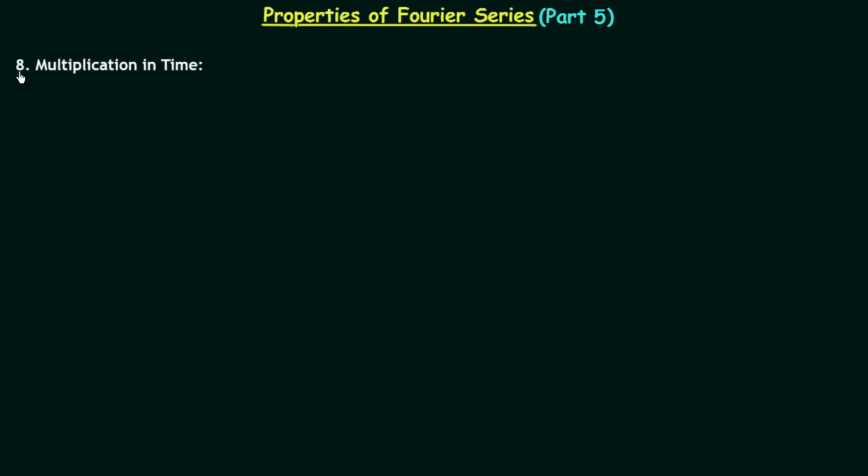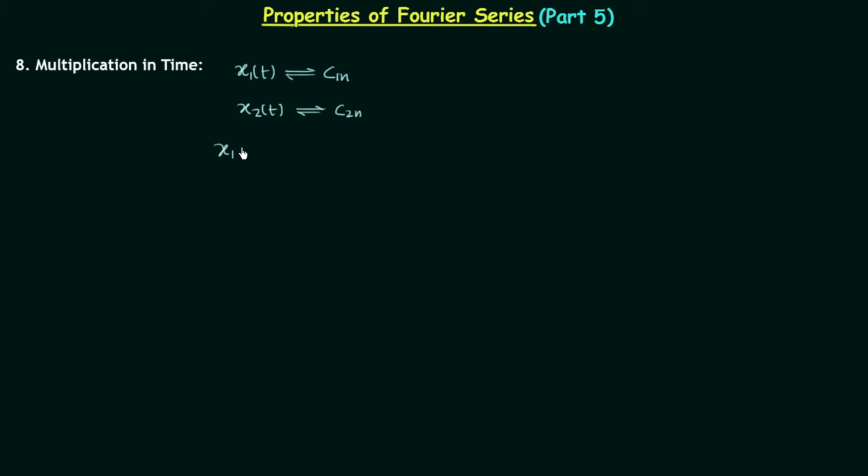The eighth property is multiplication in time. I will first give you the property and then we will prove it. Let's say there is one signal x1(t) and it has the Fourier coefficient c1n. There is another signal x2(t) and it has the Fourier coefficient c2n.